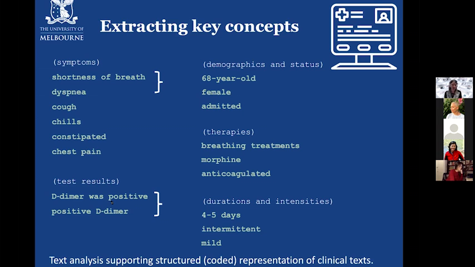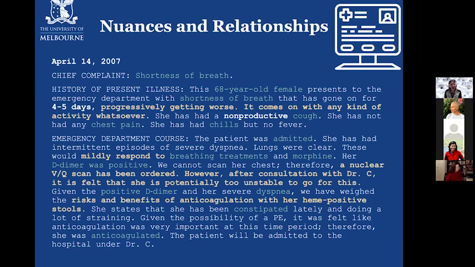So is it just symptoms? Is it just test results and demographics and therapies? Or do we also want to go a little bit more into the subtleties of the patient journey and capture things like the durations or the intensity of a particular symptom? I would suggest that in clinical decision-making, actually that information can be extremely valuable to the clinician. And if you look again at the discharge summary, you might draw the conclusion that just looking at it as a set of concepts or a bag of concepts is insufficient for really capturing that kind of clinical reasoning that is associated with this patient.